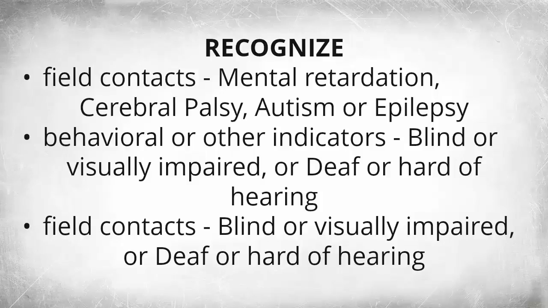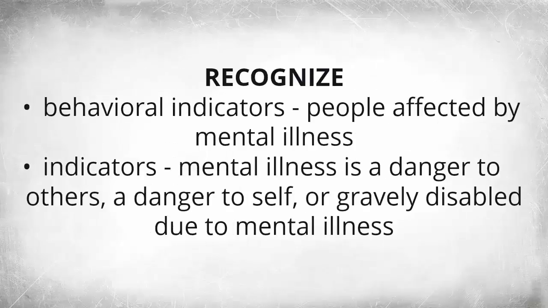autism, or epilepsy. Behavioral or other indicators that may lead an officer to identify a person as being blind or visually impaired, or deaf or hard of hearing. Appropriate peace officer actions during field contacts with people who are blind or visually impaired, or deaf or hard of hearing. Behavioral indicators that may be generally associated with people affected by mental illness.